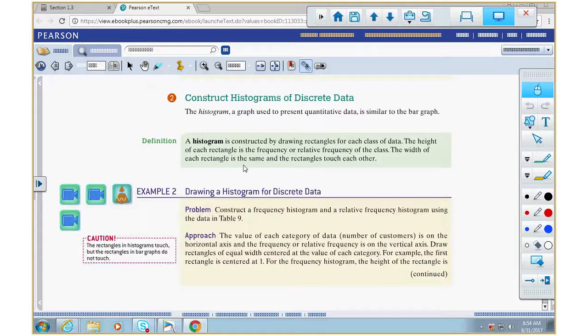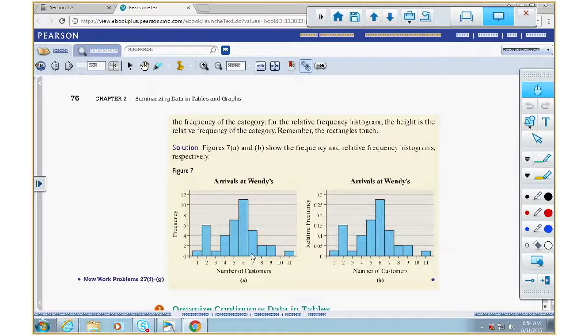A histogram. Do you know the difference between a histogram and a bar chart? There is no difference. The only difference is they touch. So the bar chart and the histogram are basically the same thing. Yes, ma'am? It can be in decimals or percent, depending on what they ask. The directions will say. Doesn't matter, I'll take both.